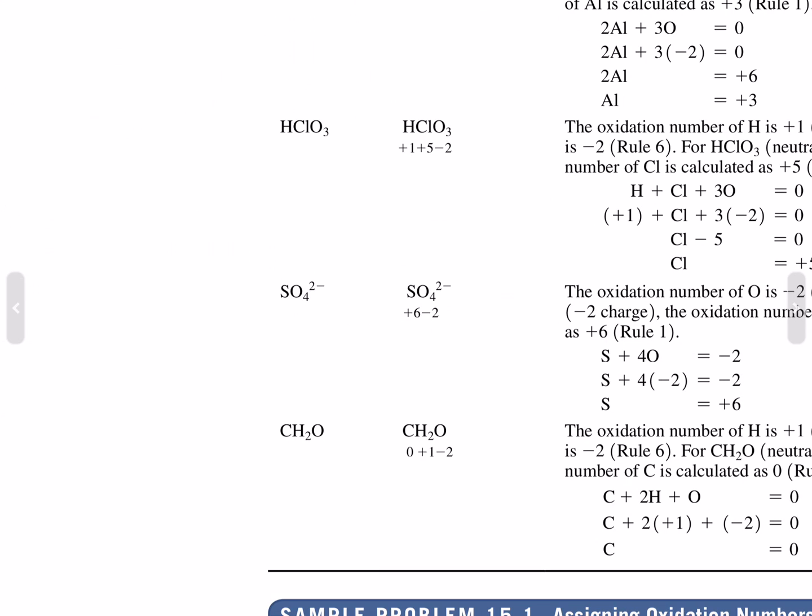For the sulfate, oxygen is negative 2. There are 4 of them. That gives you negative 8. So negative 8 plus something equals negative 2. So positive 6 minus 8 is negative 2. And for CH2O, oxygen is negative 2, hydrogen is positive 1 each, and so carbon has to have an oxidation number of 0 in this.